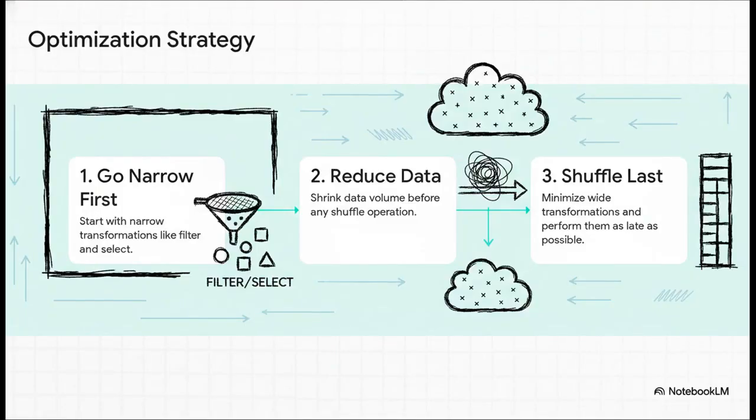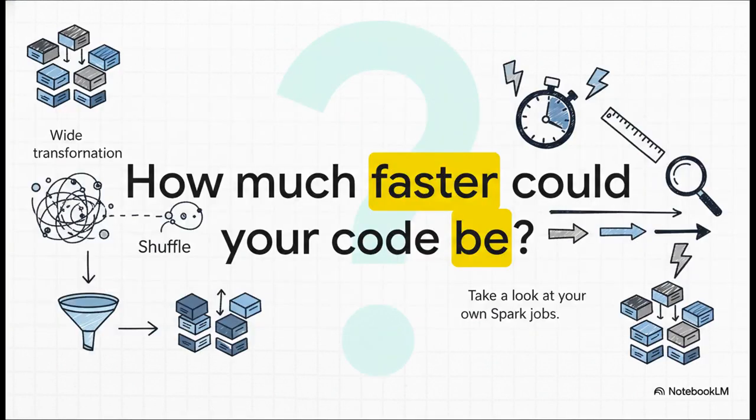So this golden rule really boils down to a super simple 3-step strategy. Number 1, always start with your narrow transformations. Use things like filter and select to get rid of data you don't need. 2, the goal is to make your data set as small as possible before you shuffle. And 3, if you have to shuffle, make it one of the last things you do. The less data you have to move, the less time you'll spend waiting. And that really just leaves us with one final thought. Take a look at your own Spark jobs. Go on, find those groupBys, those joins. Identify where the shuffles are happening. And then ask yourself, by applying this one simple rule of filtering first and shuffling last, just how much faster could your code actually be?